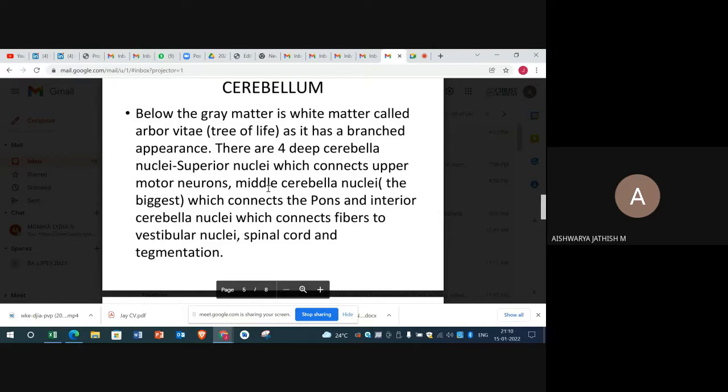It has four deep cerebellar nuclei: the superior nuclei, which connect to the upper motor neuron; the middle cerebellar nuclei, which connect to the pons; and the inferior cerebellar nuclei, which connect fibers to the vestibular nuclei, spinal cord, and tegmentum.